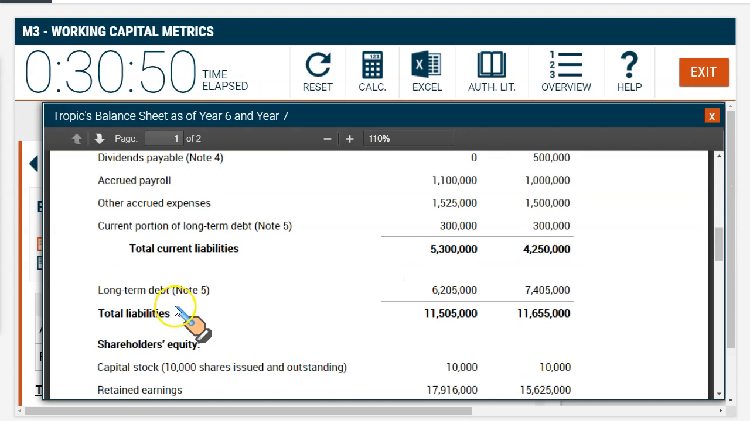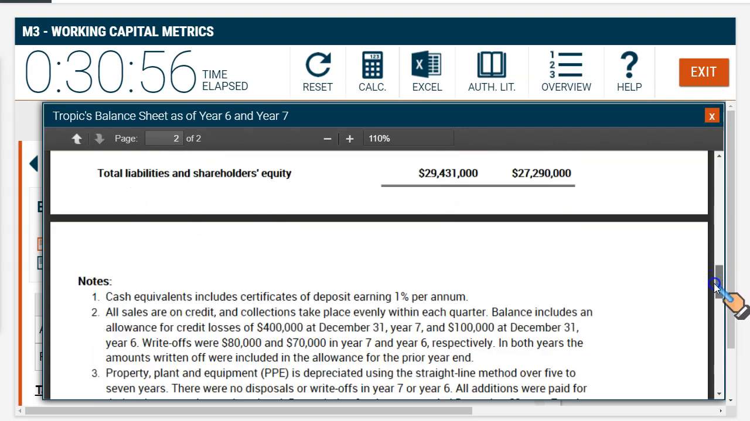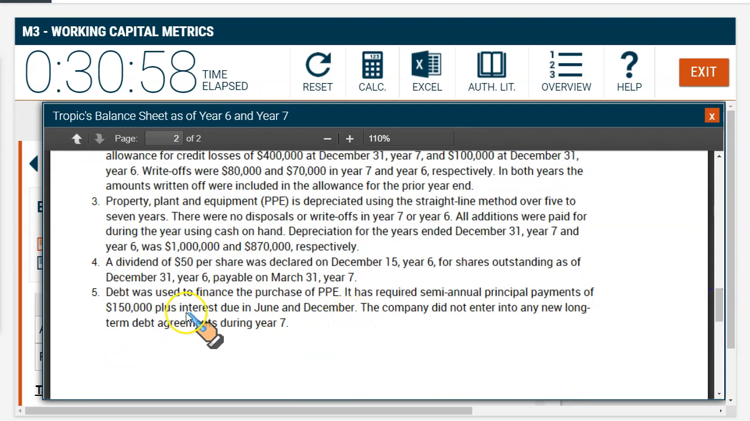Right here, long-term debt, note 5: opening balance 7.405, closing is 6.205. Note 5 is relevant. It says debt was used to finance the purchase of property, plant and equipment. It has required semi-annual principal payments of 150 plus interest due in June and December. The company did not enter into any new long-term debt agreements during year 7.